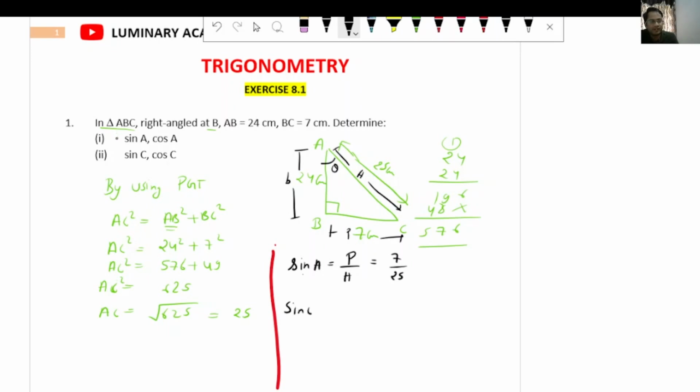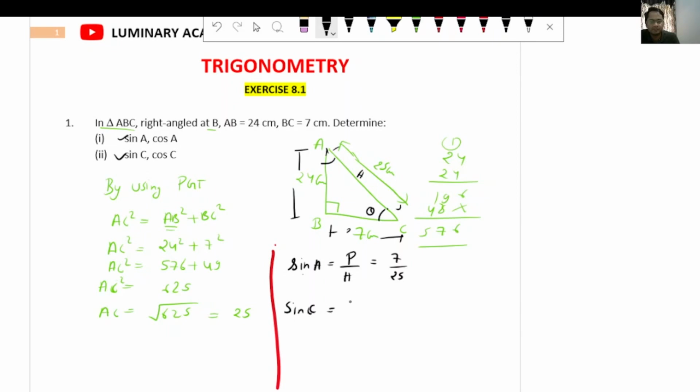I am first finding sin A and then sin C. So sin C will be equal to C. Now the angle was on A. Now you need to change the angle and put the angle on C. Okay, I'll just remove this, so you can understand better. Now you can see that this is your angle C.